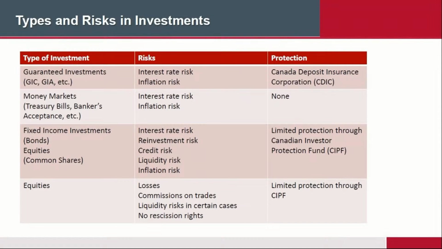Now, in the event that the company should fail, the protection you have is what they call the Canadian Investor Protection Fund, CIPF. And that covers you up to $1 million.